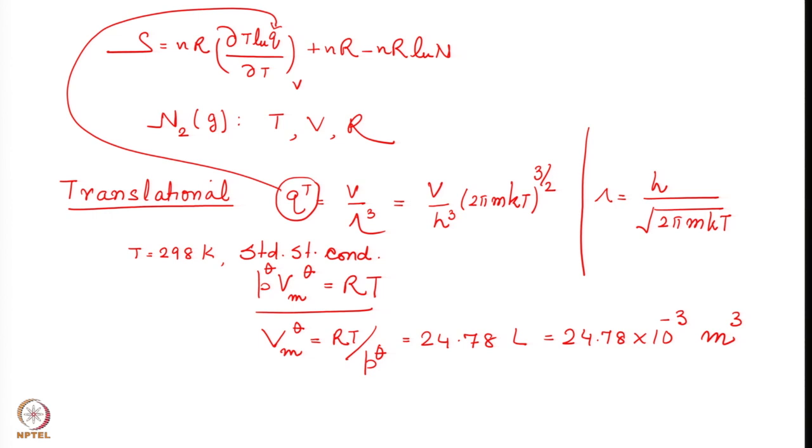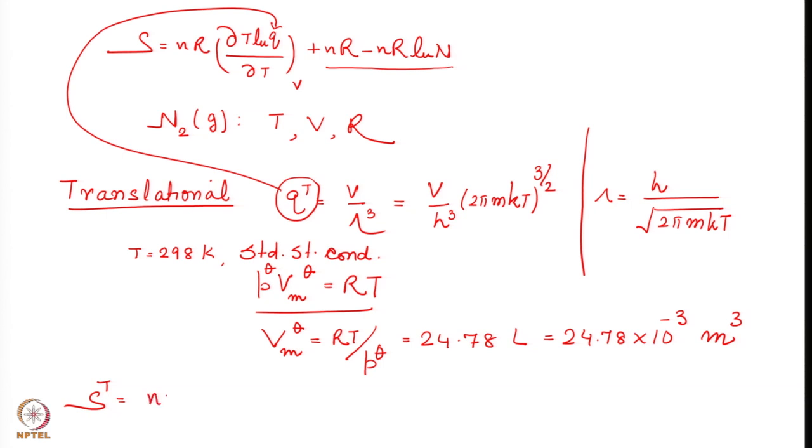When you substitute this q_T into here, listen to me carefully. When you put this q_T into here and write an expression for the translational contribution, go back to the Sackur-Tetrode equation. We have included the N factorial factor and come up with this expression, including NR minus NR log N. Therefore, this expression, when you apply it for translational contribution, will eventually take the form of the Sackur-Tetrode equation.